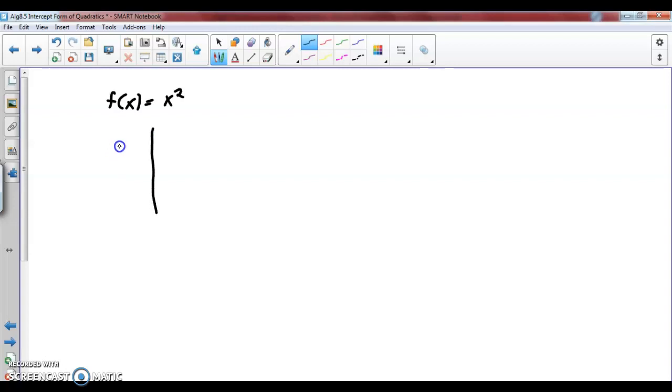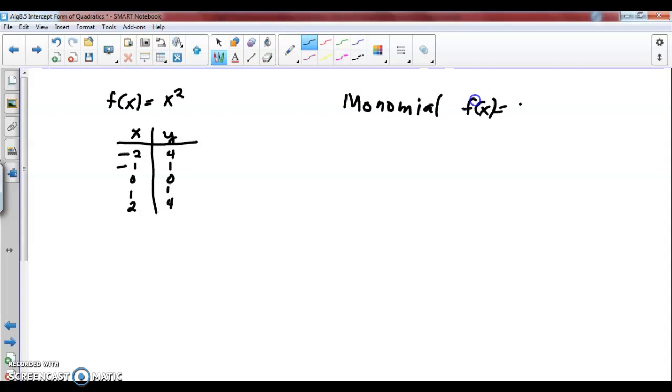We said last time that we have to memorize this table by heart. -2, -1, 0, 1, 2. This is 4, 1, 0, 1, 4. So if you're given a monomial, because it only has one term, f of x is equal to ax squared, what's the very first step that you have to do?